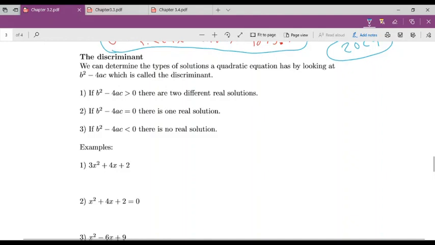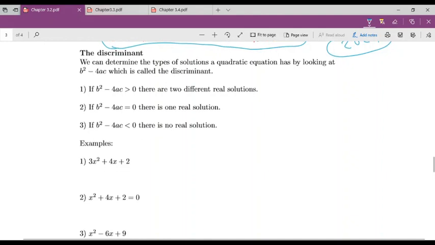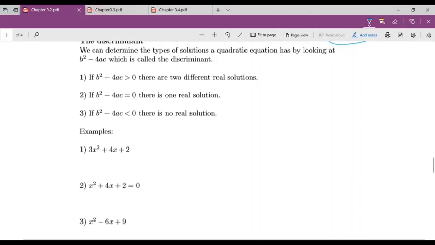Okay, the discriminant. We can determine the types of solutions a quadratic equation has by looking at b squared minus 4ac, which is called the discriminant. If b squared minus 4ac is greater than 0, we have two different real solutions. If b squared minus 4ac equals 0, there's one real solution. And if b squared minus 4ac is less than 0, there's no real solution.